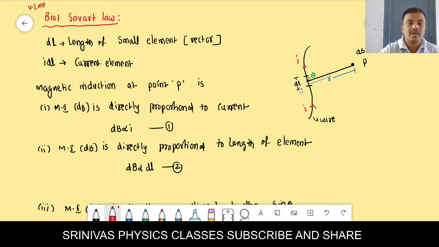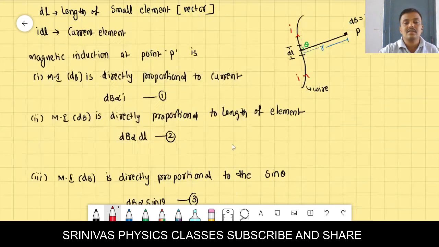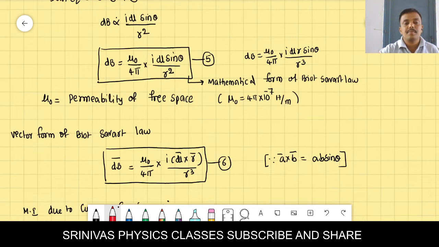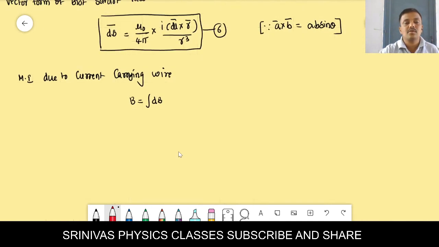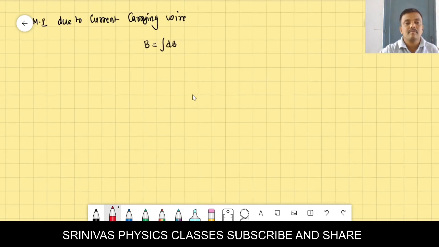Then we have to do the integration. Integration is nothing but summation only. If you do the integration of the small value, you will get the total value, right? Magnetic induction due to the total current carrying wire, if you want, then we write B is equal to integration dB. Integration dB, what do we write?